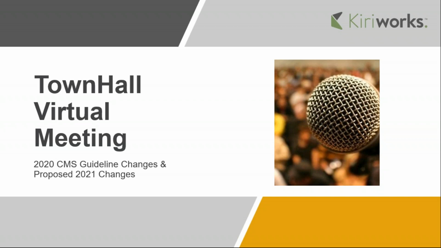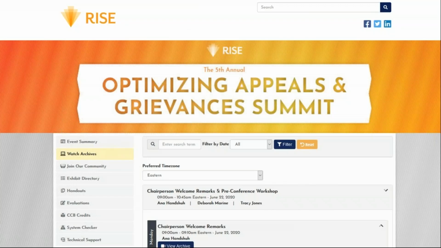So how did we decide on this topic? It's really a continuation of the recent RISE conference last June. Our good friends at the RISE had the 5th annual Optimizing Appeals and Grievances Summit, and both John and Zach spoke at that conference, and it really resonated. There was a lot of conversation and a lot of questions about the recent changes for 2020 and 2021. So we wanted to just continue the conversation.